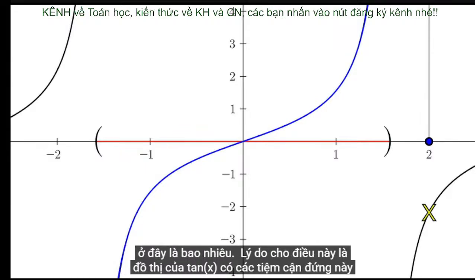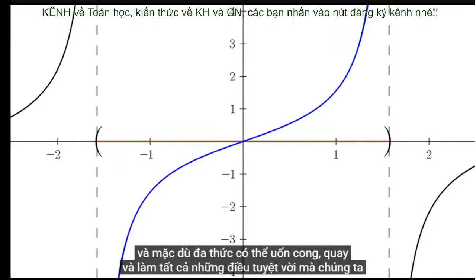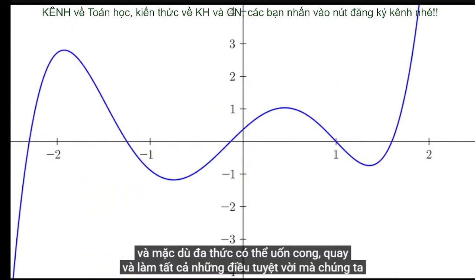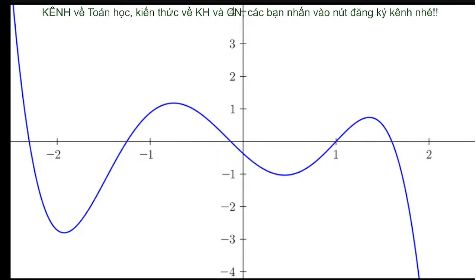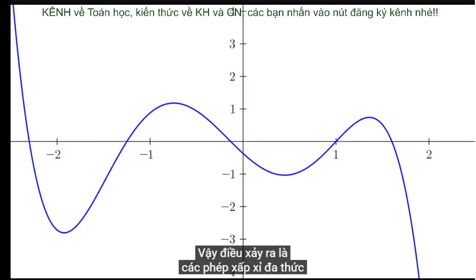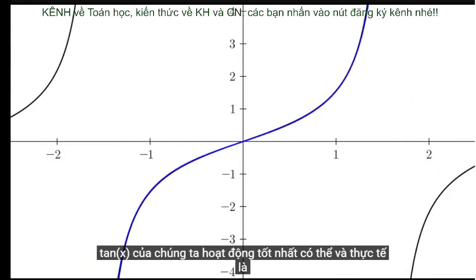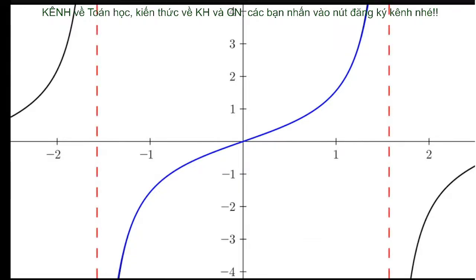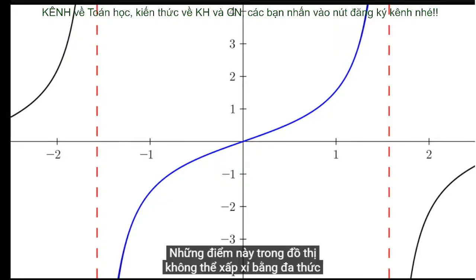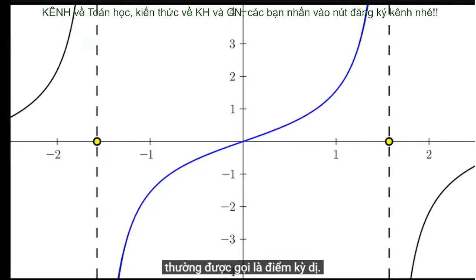The reason for this is that the graph of tangent of x has these vertical asymptotes. And though polynomials can bend and turn and do all the nice things that we would hope a function would be able to do, one thing a polynomial can never do is have an asymptote. So what happens is that our polynomial approximations of tangent of x do the best they can, and it just so happens that the polynomial approximations can't ever make it past these two asymptotes. These points in the graph that can't be approximated by polynomials are often called singularities.